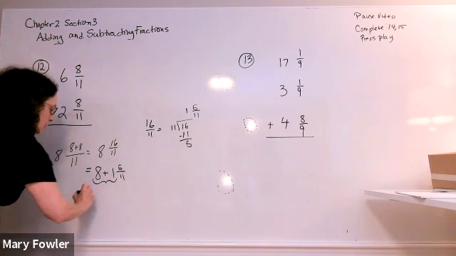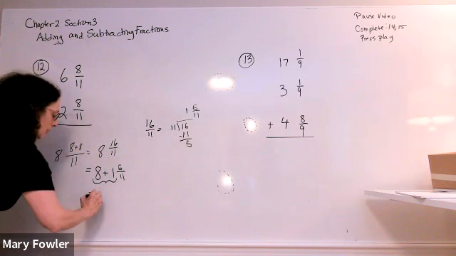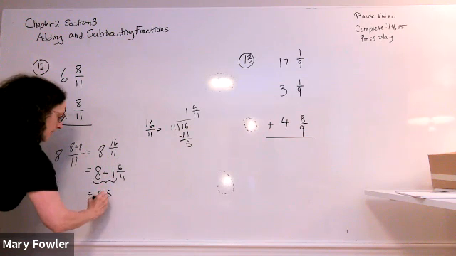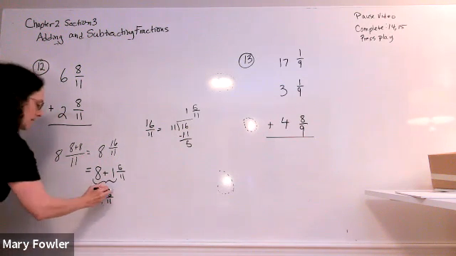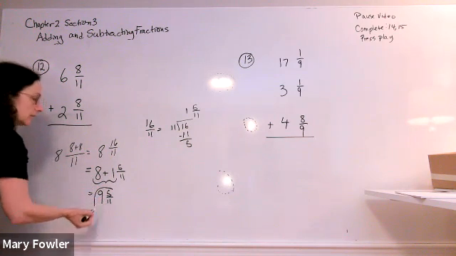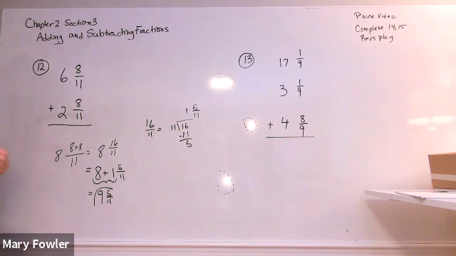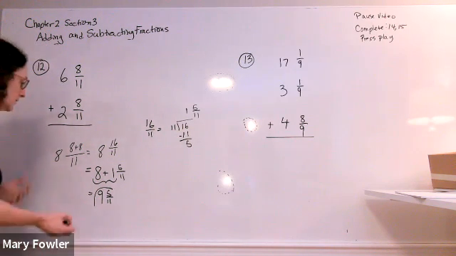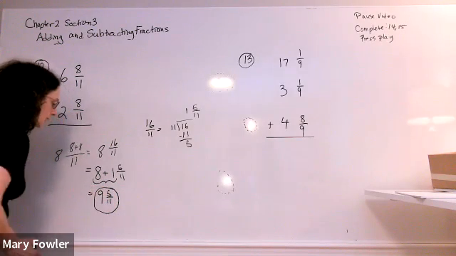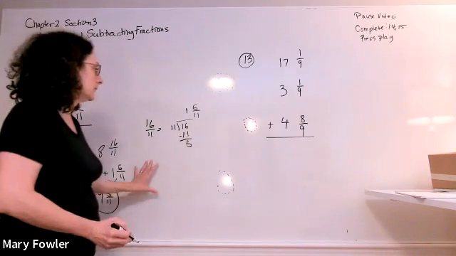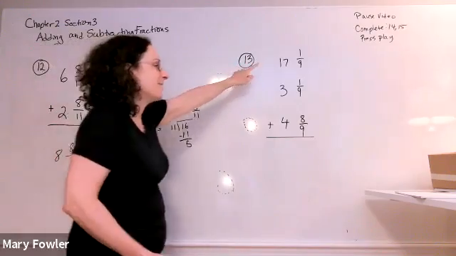We're going to cluster or group the whole number pieces. And so we get 9 and 5/11 as the final answer. We have to check, is 5/11 in its lowest terms? Yes, 5 and 11 are both prime, and there's no simplification that we have to offer. So we're going to circle it as our final answer. Okay, let's move over to problem number 13.